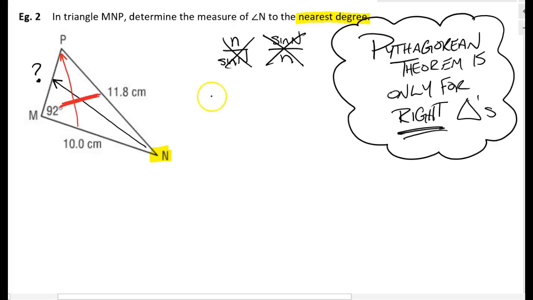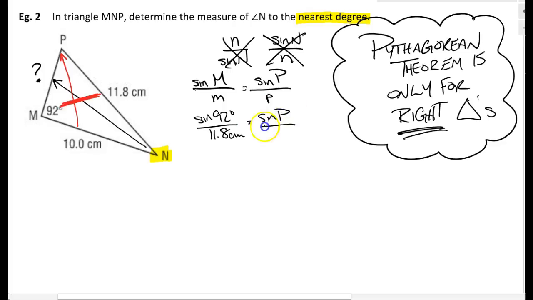So we're starting with M, and I'm going to put the angle in the numerator because that's what I'm still solving for. So sine M over M equals sine P over side length P. Plug and chug. Don't drop your units on your angles. That's just a reminder. Got sine of the angle I'm solving for over 10 centimeters. And again, we're going to multiply by 10, get it out of the denominator, and isolate sine P.